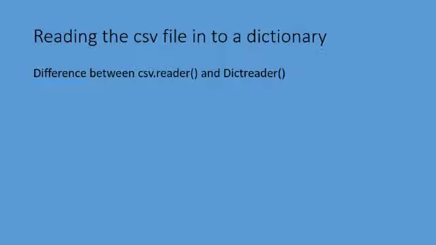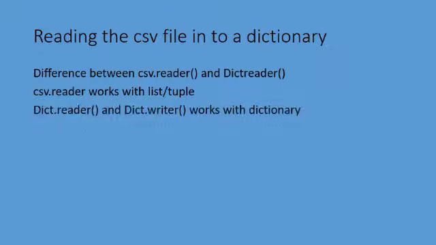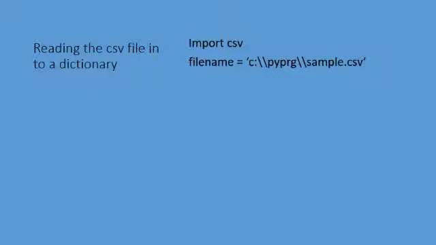So now, before entering into this, let me explain the difference between CSV reader and DictReader. CSV reader works with list or tuple. List means a number of values separated by comma enclosed within square brackets. Tuple means simple parentheses, the same thing: a group of values separated by comma enclosed in simple brackets. Now, csv.reader works with list or tuple. But DictReader and DictWriter work with the data type called dictionary. In previous classes, we have seen list, tuple, set and dictionary. So DictReader and DictWriter will work only on dictionary.